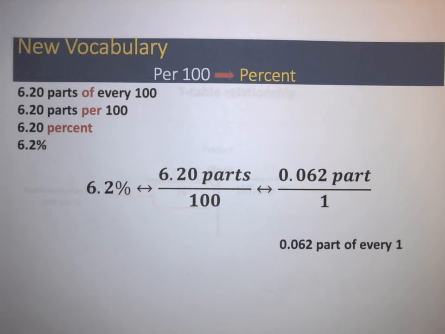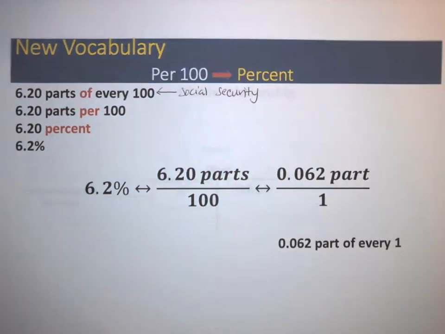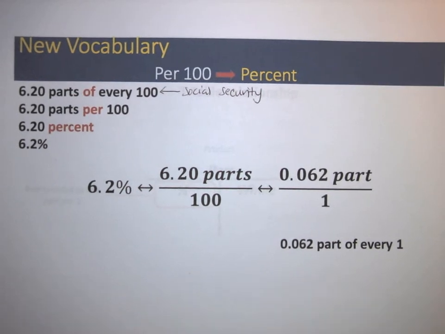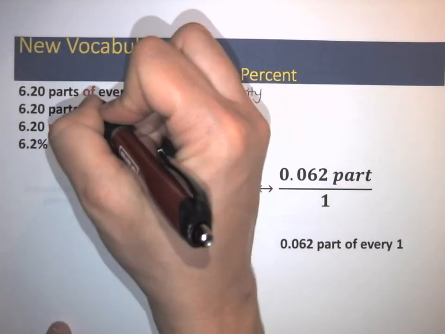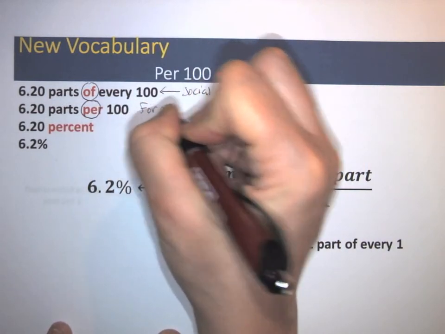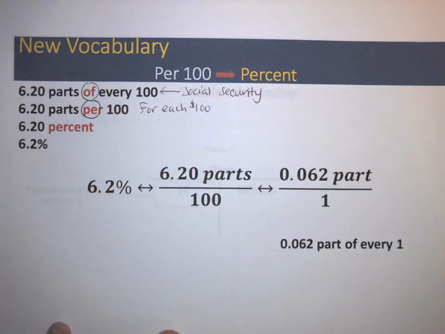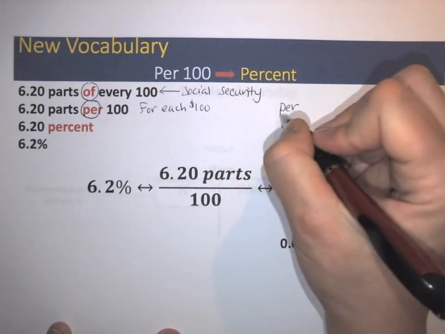So we already looked, this is for Social Security. If we were paying $6.20 for every $100, we could also say that we were paying 6.2 parts of every 100 that was made. So if I make 100, I'm taking 6.2 parts of every 100 out. And these words of and per, we're talking about for each 100. And per, let's look at that. Per is for each.